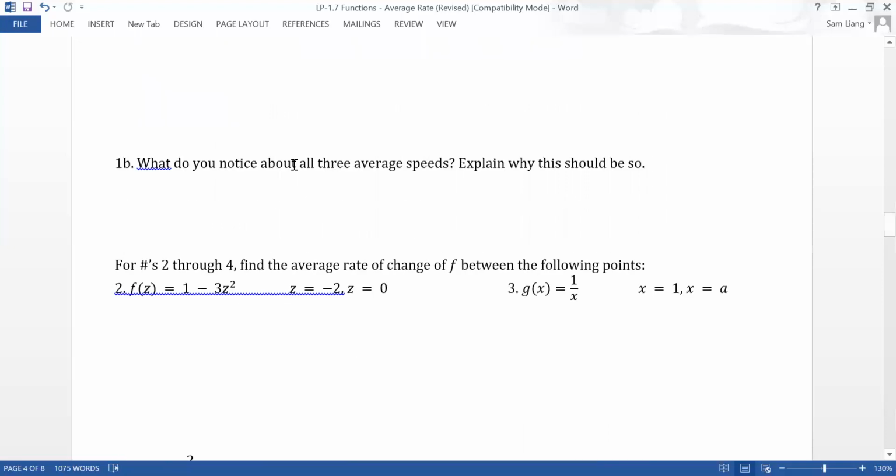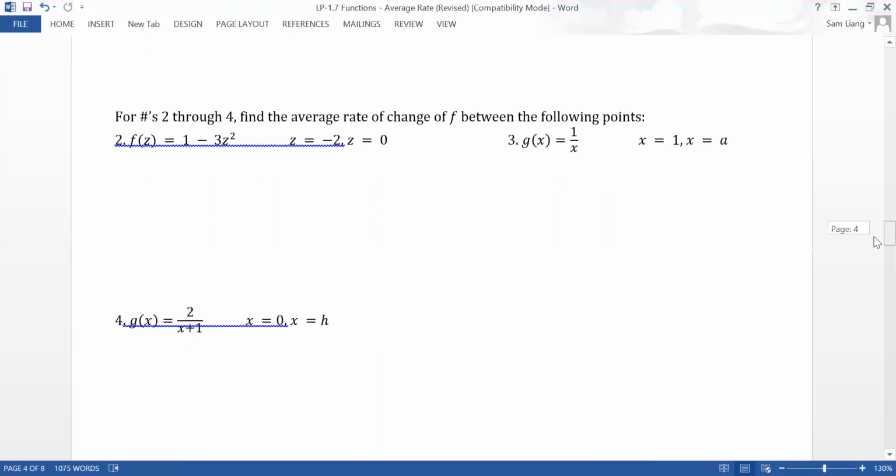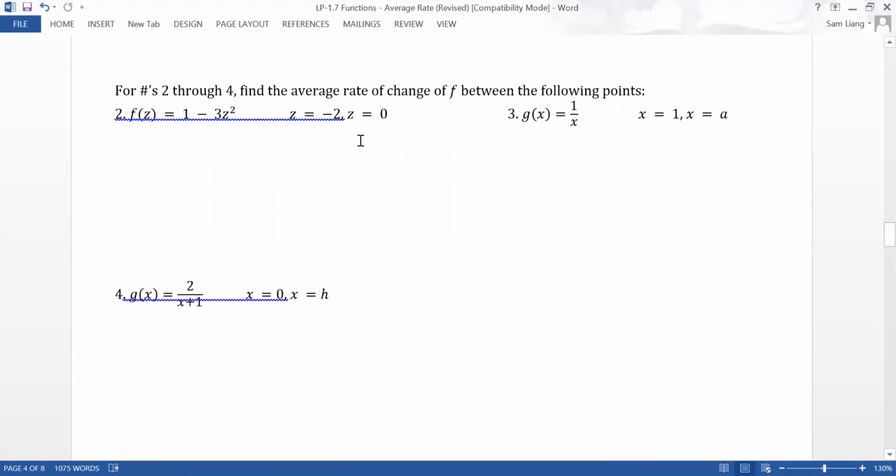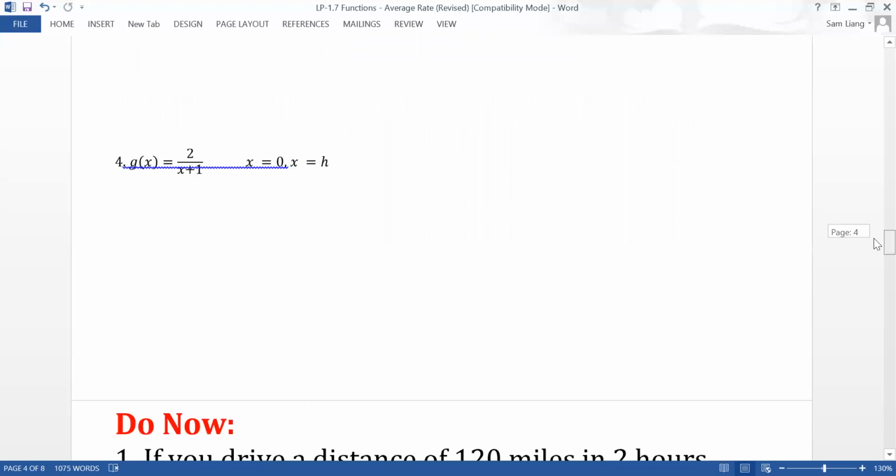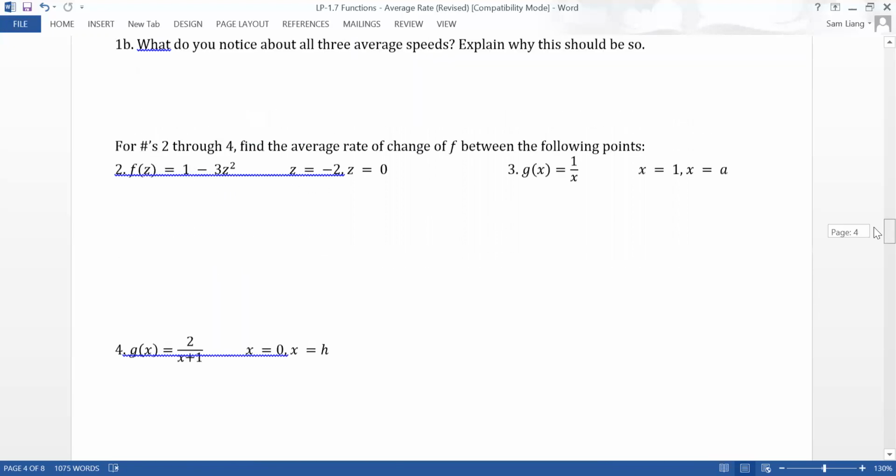Then there's a follow-up question, which I just explained. And then for 2, 3, and 4, we're going to find the average rate of change for functions that are not lines. So the slope is not constant. But just to practice with that formula. All right, let me get to the solutions.